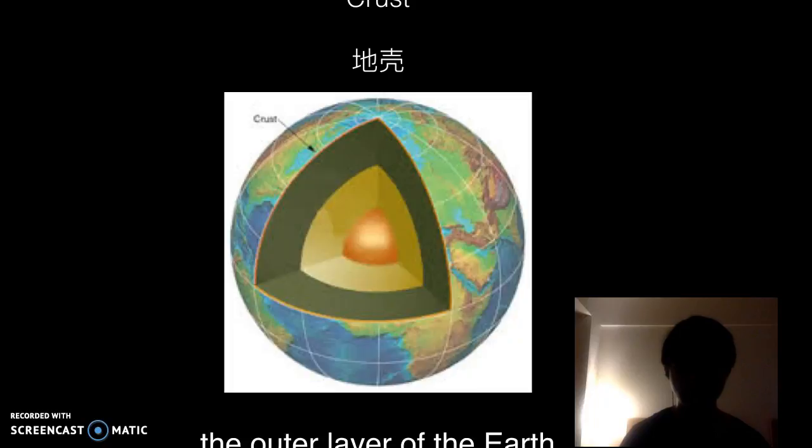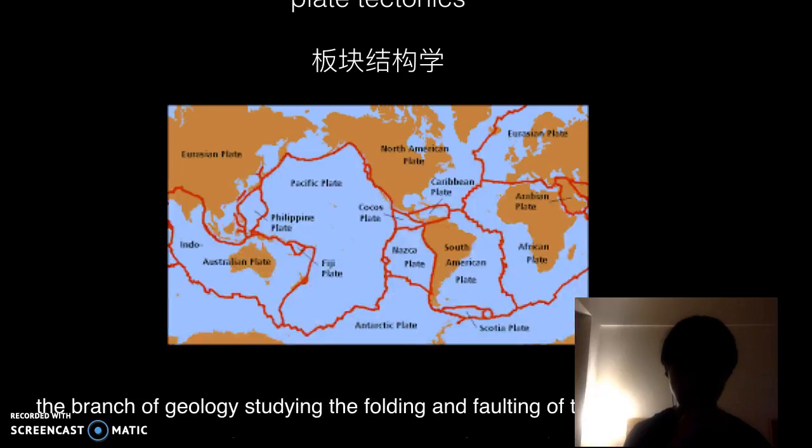And it's the crust. Crust means 地壳. It is the outer layer of the earth, and this is where we stand on. And this is plate tectonics, 板块结构学. It is the study of the branches of geography, like the continents, and studies the process of floating and folding of the Earth's crust.